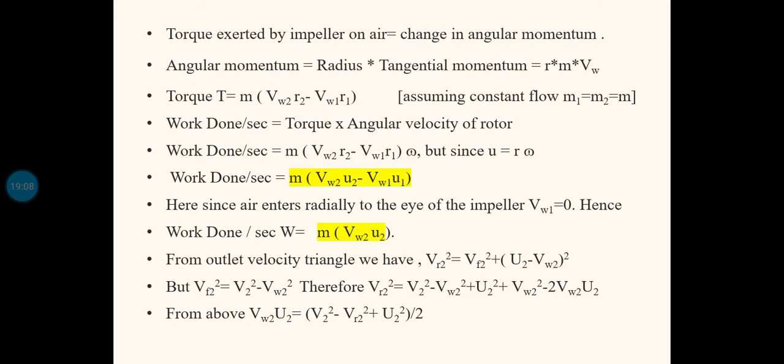In that case this equation gives you the general equation to calculate the work done per second. Work done per second equal to m into (Vw2 u2 minus Vw1 u1). This is the general equation, and this equation is known as the Euler's equation.